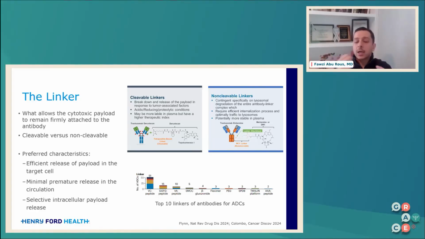Whereas the non-cleavable linker binds the antibody to the chemo, or the chemo to the antibody, very, very well, so that in order for it to work, the cancer cell has to destroy the whole complex, or digest the whole complex, for the chemo to be released. Both of them have their own technical pros and cons, but these are the two types of linkers, or glues, that we have: the cleavable and the non-cleavable linkers.